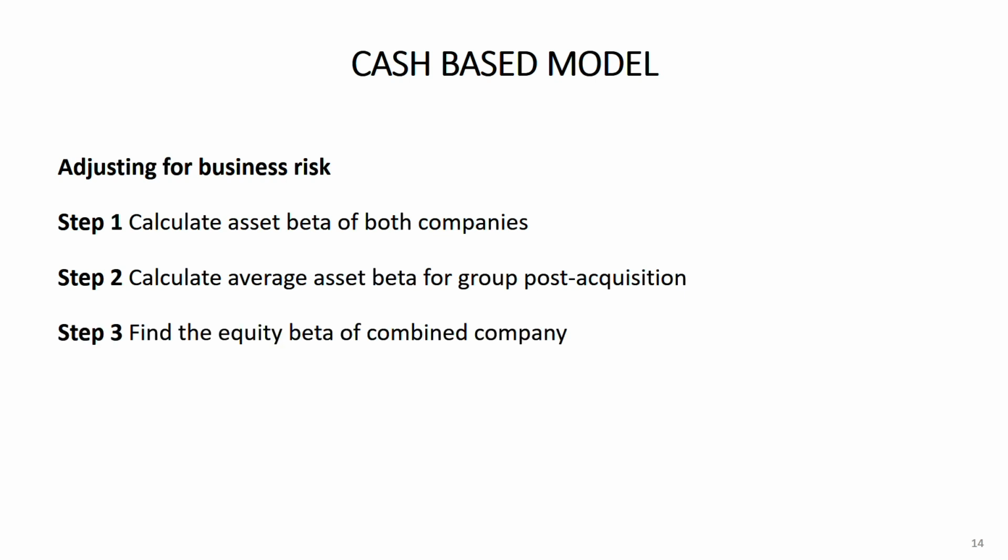Step 3. Find the equity beta of the combined company. Once you get the asset beta, next you have to find the equity beta. We all know after asset beta comes equity beta, and we know how to find equity beta using the formula.